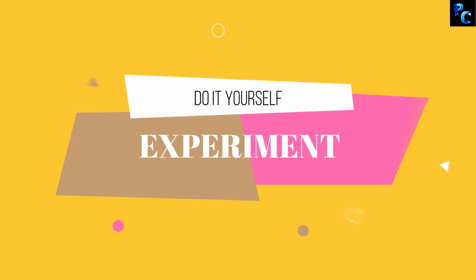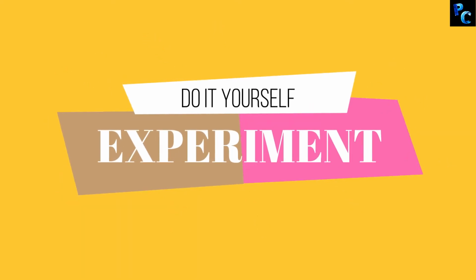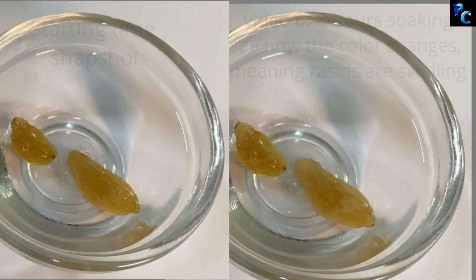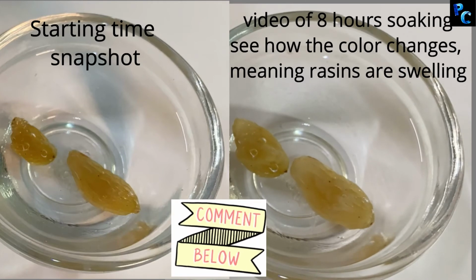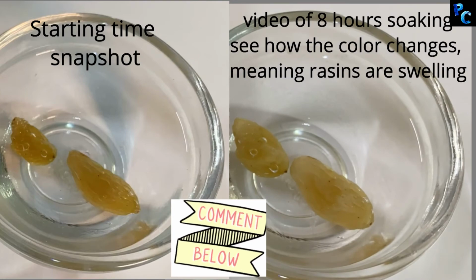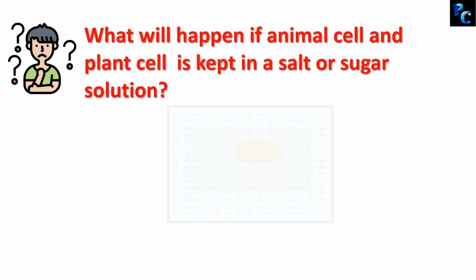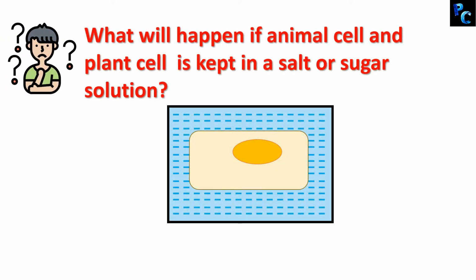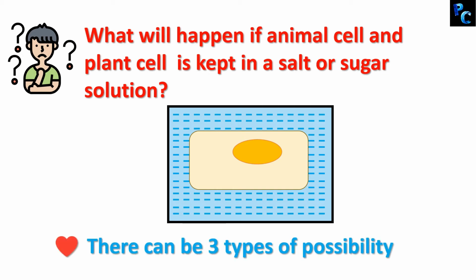Now, let's try to do an experiment. Take some raisins. In one bowl, take some plain water and add 1 or 2 raisins inside it. Keep it for 8 to 12 hours undisturbed. And what did you notice? Let's see what will happen if an animal cell or a plant cell is kept in a salt or sugar solution. It will behave in one of the 3 following ways depending on the concentration of the external solution.